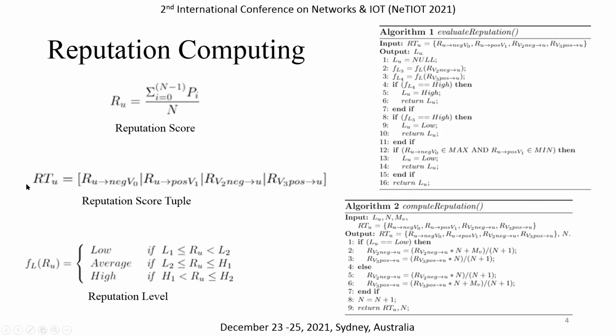The details of this computing you can see in algorithm 1 and algorithm 2. Algorithm 1 is used for the reputation evaluation, and you use algorithm 2 to compute the reputation. I don't want to focus on the technical details of these algorithms because they are very complicated. So we can move on to see how the solution works.